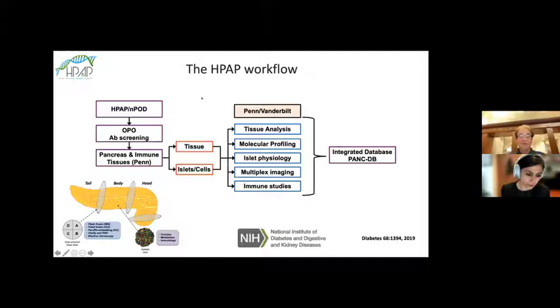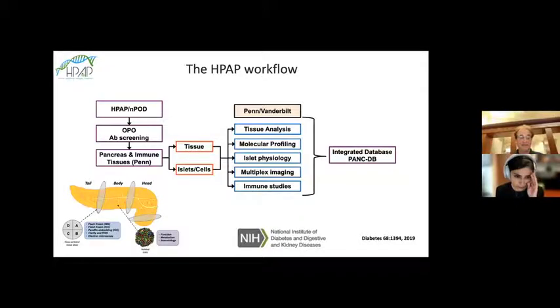But what do we actually do? HPAP works together with NPAT. So these are Mingda Wang, Mark Atkinson, Al Powers, and Ali Naji. They work together with all the organ procurement organizations in the country to do antibody screening and then identify those organ donors that should be selected for a study.